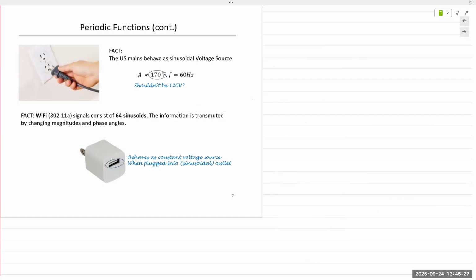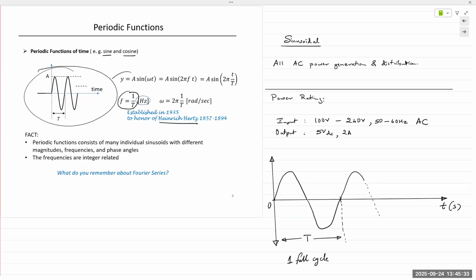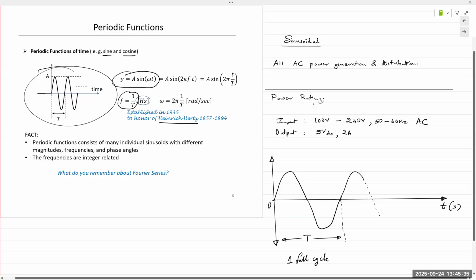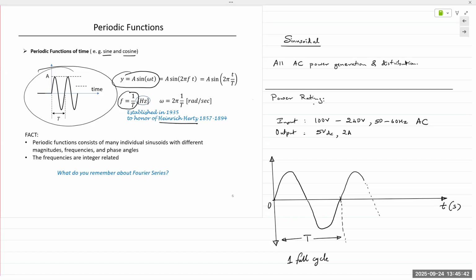So sinusoidal voltage, as I said, it's 120 volts. But in the technical definition, right here, we write it as A sine omega t, or A cos of omega t. Most functions are described either as sine or cosine. The electricity generated itself is a sinusoidal waveform. It takes the form of a sinusoidal waveform.